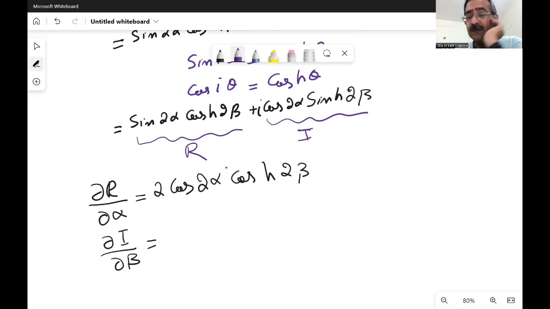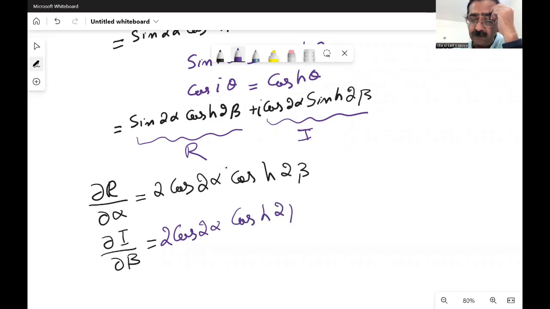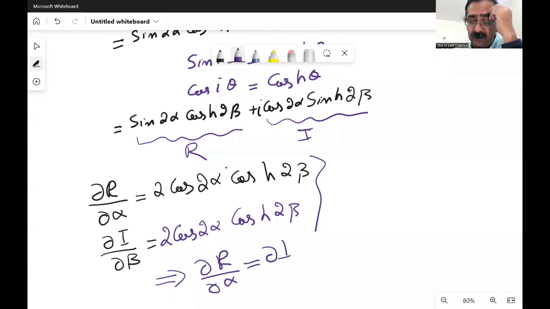When we take the derivative of this with respect to beta, the derivative of cos 2 alpha stays as it is, and the derivative of sinh 2 beta will be 2 cosh 2 beta. Since both results are the same, partial R over partial alpha is equal to partial I over partial beta. So C1 is satisfied.